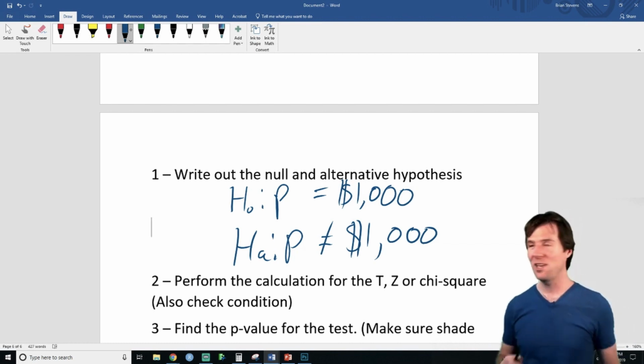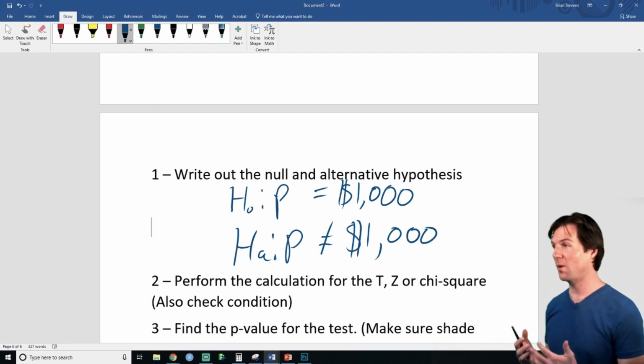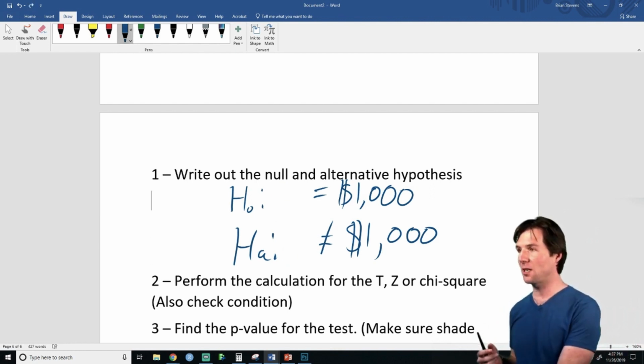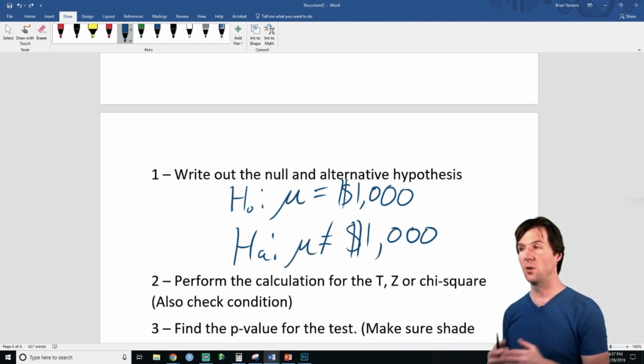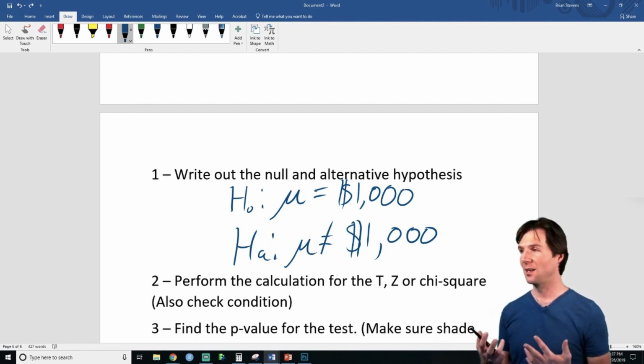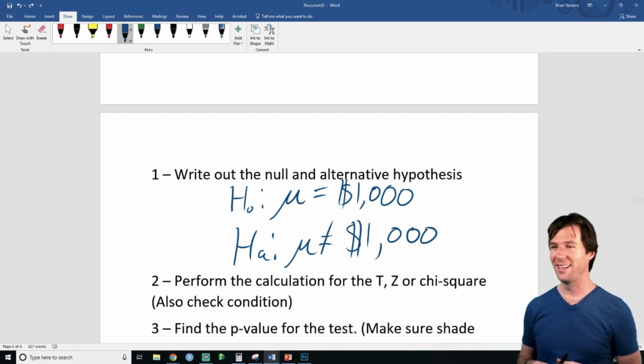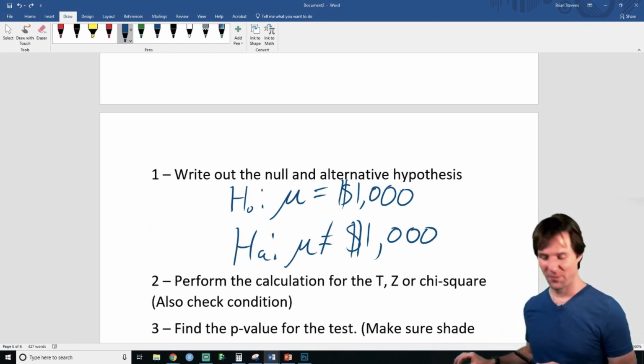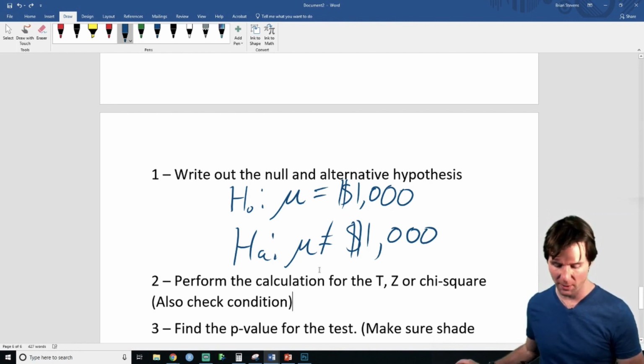Any questions in the chat? Feel free to ask them as we walk through all of these steps right here. But this would be a mistake. Let's make sure we know that the true mean is equal to 1,000. And the alternative would be the true mean is not equal to. Awesome. I hope this helps everyone out.